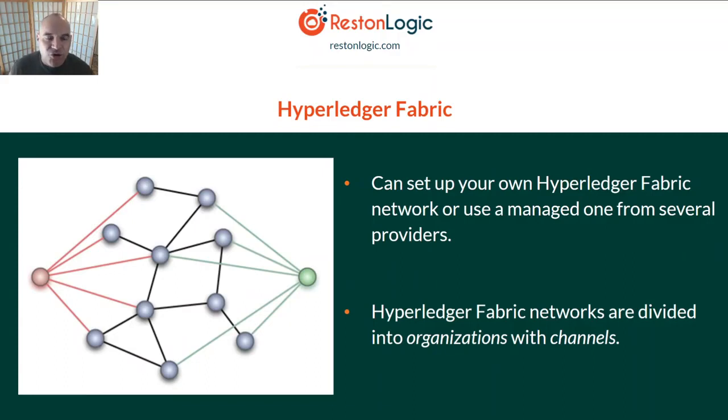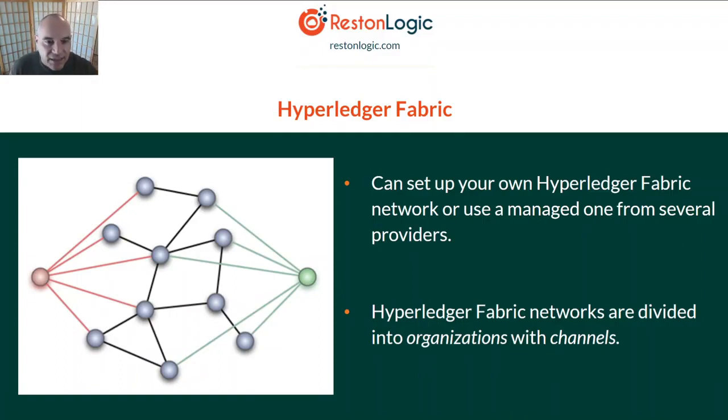Now, in order to deploy a Hyperledger Fabric solution, the people that are going to be using your application will need access to a network of nodes that run Hyperledger Fabric software. The users can easily set up their own Hyperledger Fabric network themselves. Alternatively, they can use a managed version from one of several providers.